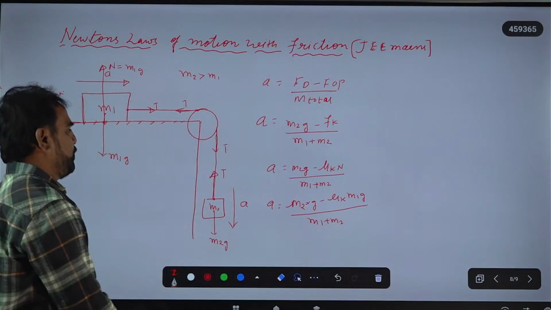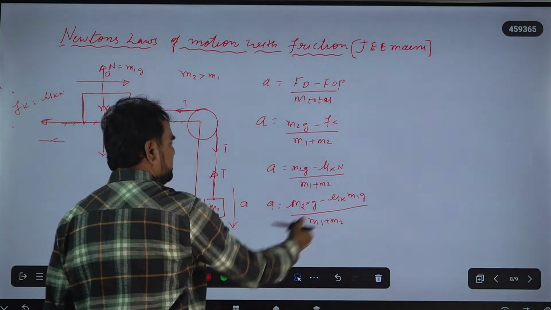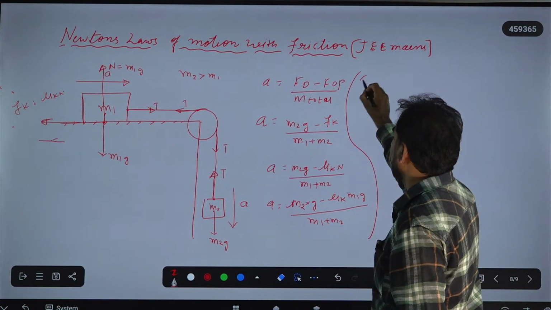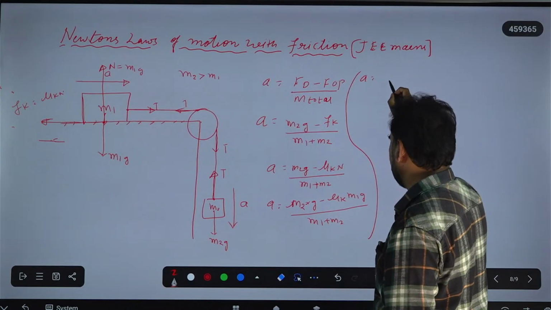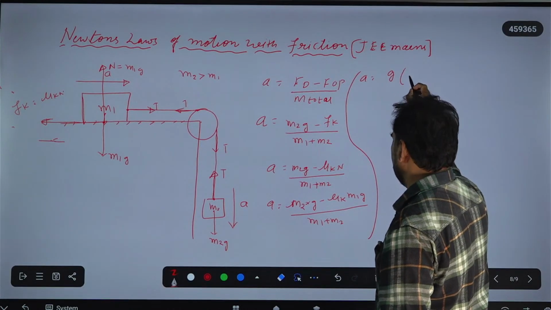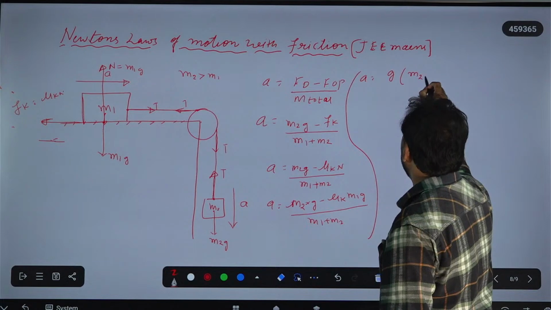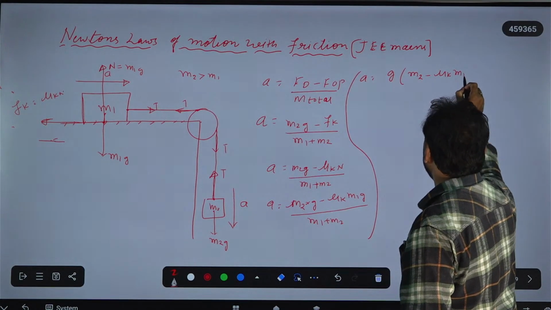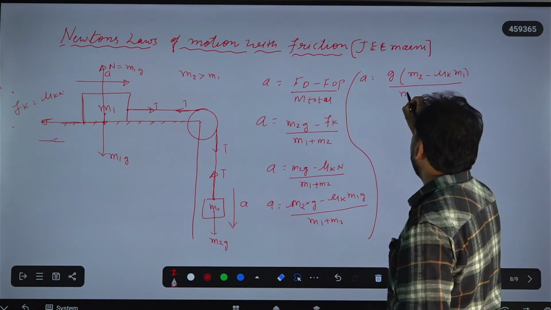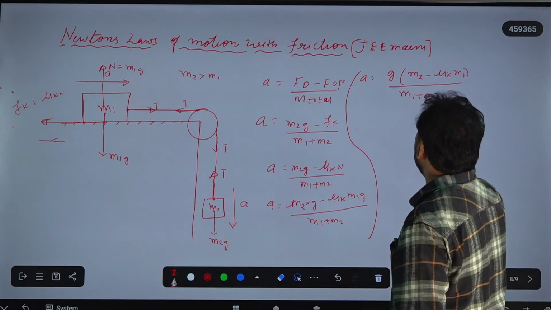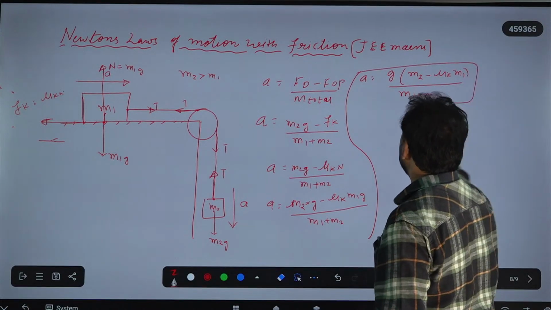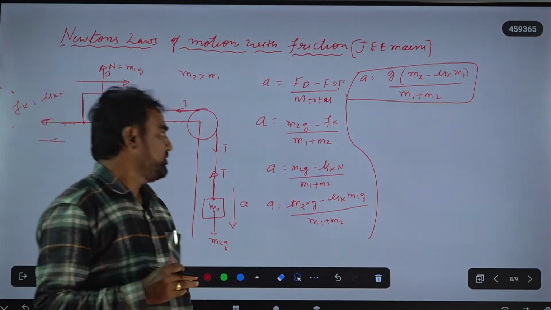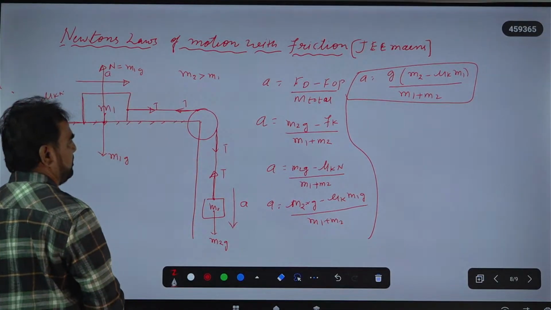So in the numerator g is common, therefore the acceleration is a is equal to g into m2 minus mu k into m1, upon m1 plus m2. This is the expression for the acceleration of the system. Next we have to calculate the tension force of the system.